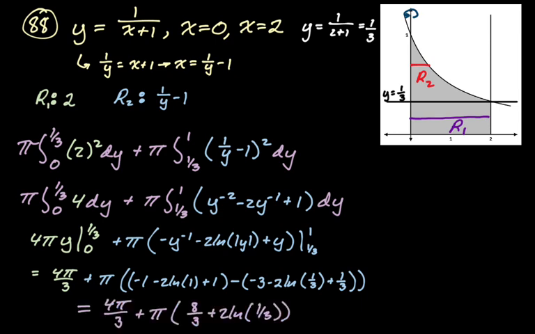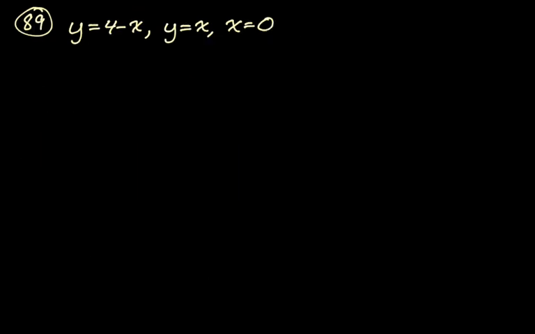So overall, because of that 0, we get 4 pi over 3 plus pi. Distribute the negative, you have 3 minus 1/3 is 8/3, and then 2 natural log of 1/3, which cleans up a little to 4 pi plus 2 pi natural log of 1/3, but is that a useful cleanup? I don't know.